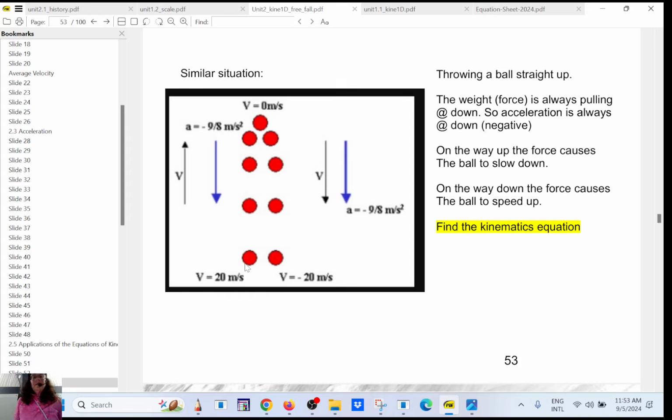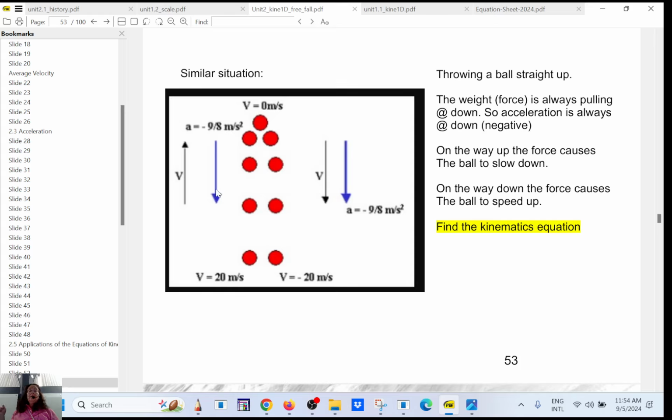Okay? So let's try to find the kinematic equation that describes this motion. You have the acceleration, that's the acceleration due to gravity, negative 10, let's say negative 10 meters per second per second. So let's say you take the y-axis. Can you find the kinematic equation that will describe this motion?